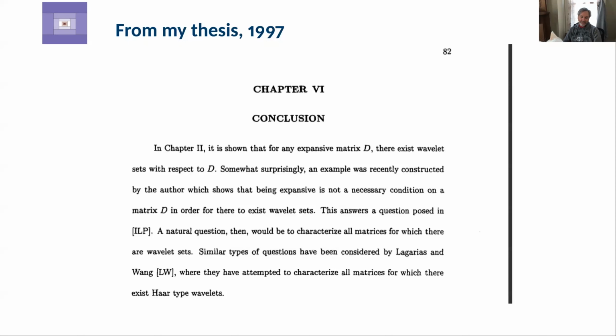So the next slide is from my thesis. If you look 4 lines from the bottom, a natural question would be to characterize all matrices for which there are wavelet sets. So this question appeared in my thesis in '97. It is stated a little differently than how I stated it today, but it is exactly the same question. Marshall and I have been working on this most recent paper for about 8 years, I would say, and I don't know how he feels.